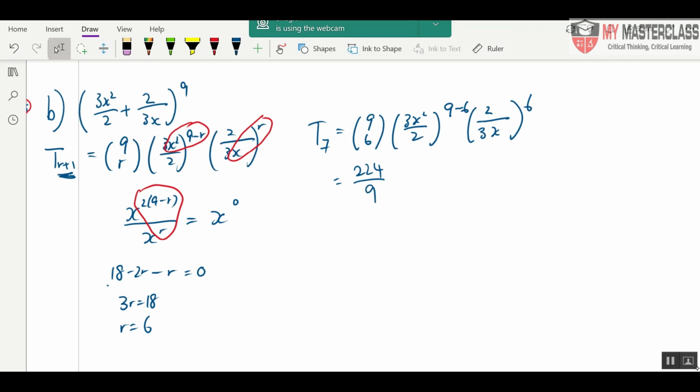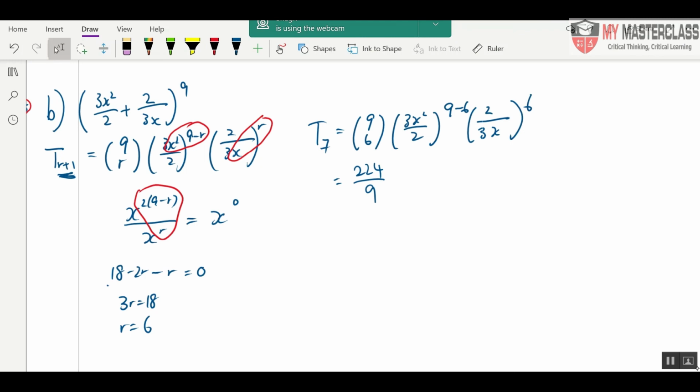Finding the term independent of x is quite simple. Just use your Tr plus 1 and equate to x to the power of 0. You will be able to get your term independent of x. Be very objective minded. That means at the first part, only care about those components that have x. Use the power, use your indices to find what r is, then put it back.